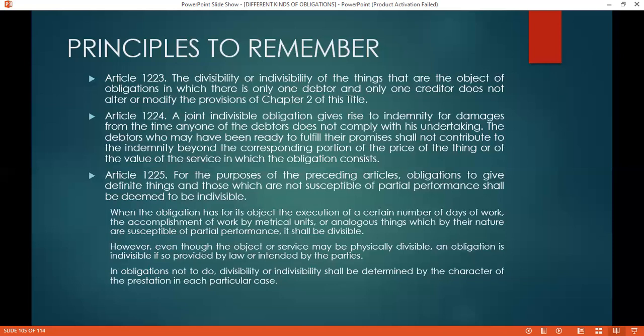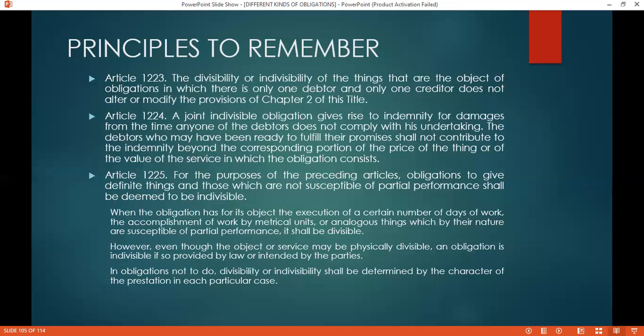Pero ma'am, pwede ba yan ma-divide? Yes, pwede. Pwede nyo ibenta yung car, tapos yung proceeds, hatian nyo. So, that becomes divisible. Article 1225, for the purposes of the preceding articles, obligations to give definite things and those which are not susceptible of partial performance shall be deemed to be indivisible generally. Kapag hindi siya susceptible of partial performance, gaya nga ng car, di ba? Ng bahay. Hindi naman physically talaga yan na partially mahati mo yan. So, paano yun?